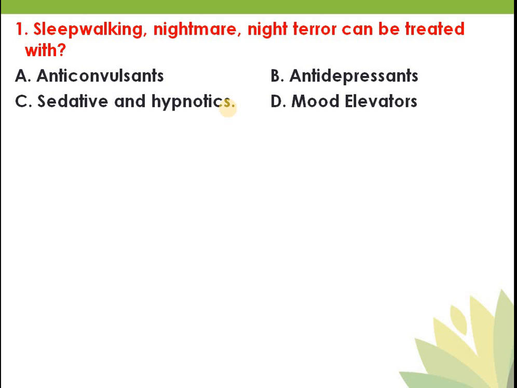ओके, सो एंटी कन्वल्सेंट किसके लिए यूज करते हैं? एंटी कन्वल्सेंट दे आर यूज टू ट्रीट द वेरियस टाइप ऑफ कन्वल्शन्स. सो एंटी डिप्रेसेंट दे आर यूज टू ट्रीट द डिप्रेशन. ओके, मूड एलिवेटर्स अगेन दे आर आल्सो यूज टू ट्रीट सम सॉर्ट ऑफ डिप्रेशन टू इंक्रीज योर मूड. ओके, सो इस क्वेश्चन में भी आपके 2-3 क्वेश्चन कवर हो गए.